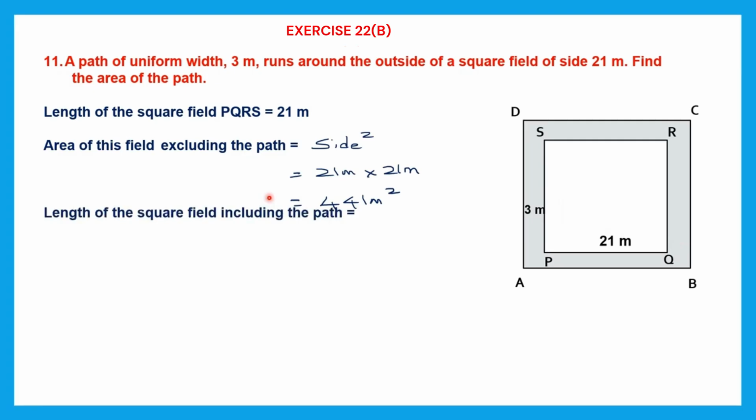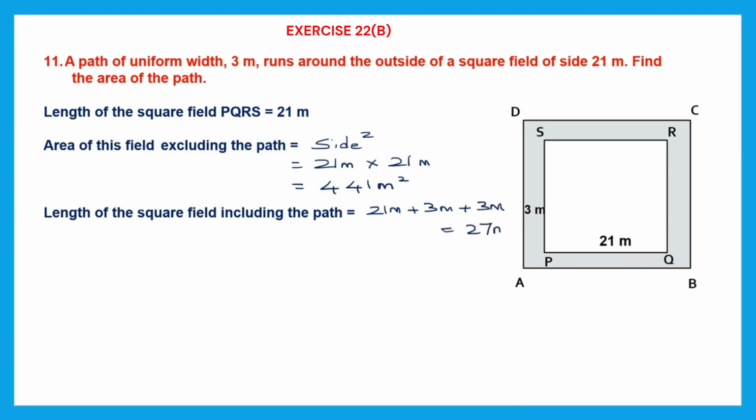Now we are going to find the length of the square field including the path. So only after finding the length can we find the area, isn't it? So the length of the square field is 21 meters, this much is 21 meters. Now this portion is going to be 3 meters and this portion is also going to be 3 meters. So altogether we can get the length of this side AB. So that is 21 meters plus 3 meters plus 3 meters, which is 21 plus 3 is 24 plus 3 is 27. So now we have the length of the square field including the path.